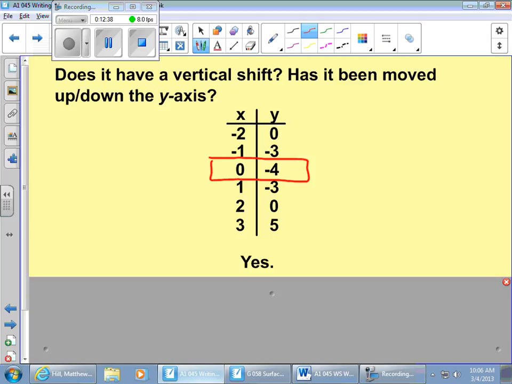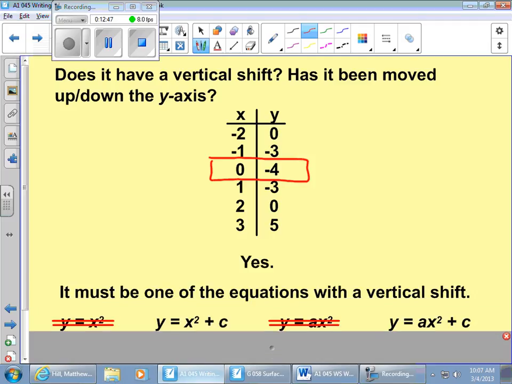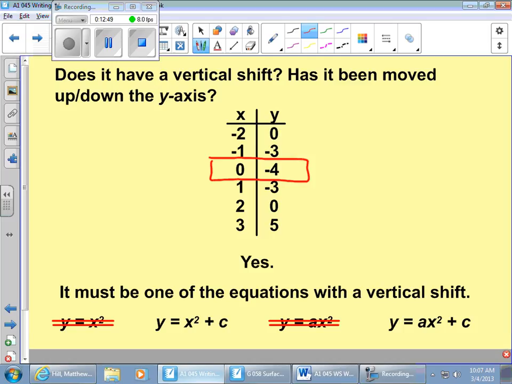So would we want one of the equations that has the plus c attached to it, or would we want one that does not have plus c? Well, that plus c is what causes the vertical shift. That's what moves the parabola up and down inside of the plane. So in this case, we'd be able to cross off the parent function because it's definitely been moved. And we would cross off the third equation as well because it does not show any kind of a vertical shift. So this time we're working on the second equation or the fourth one.